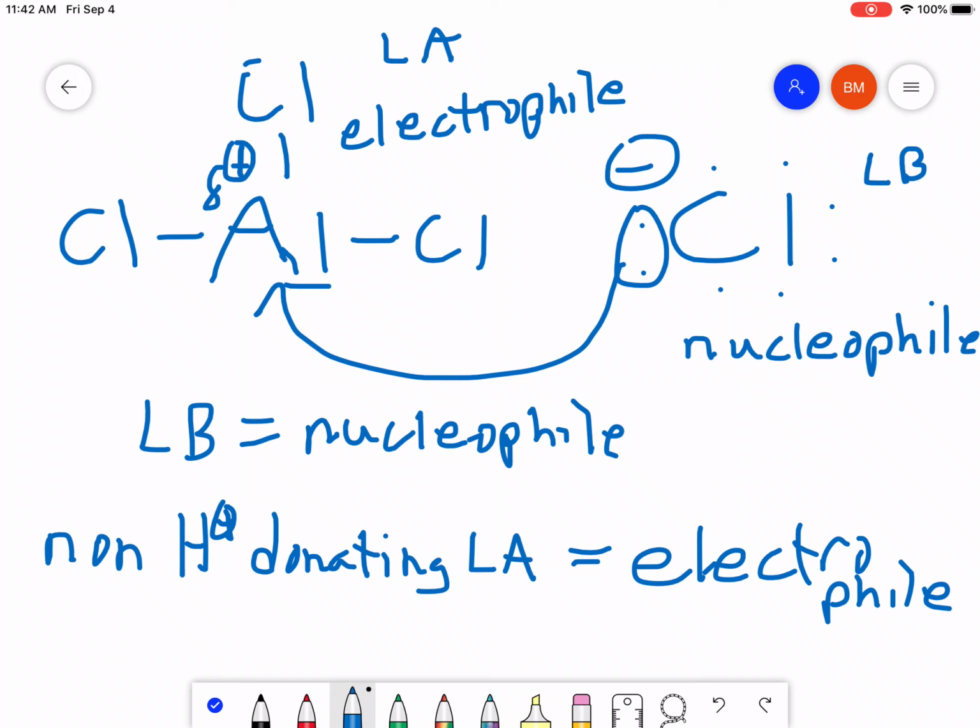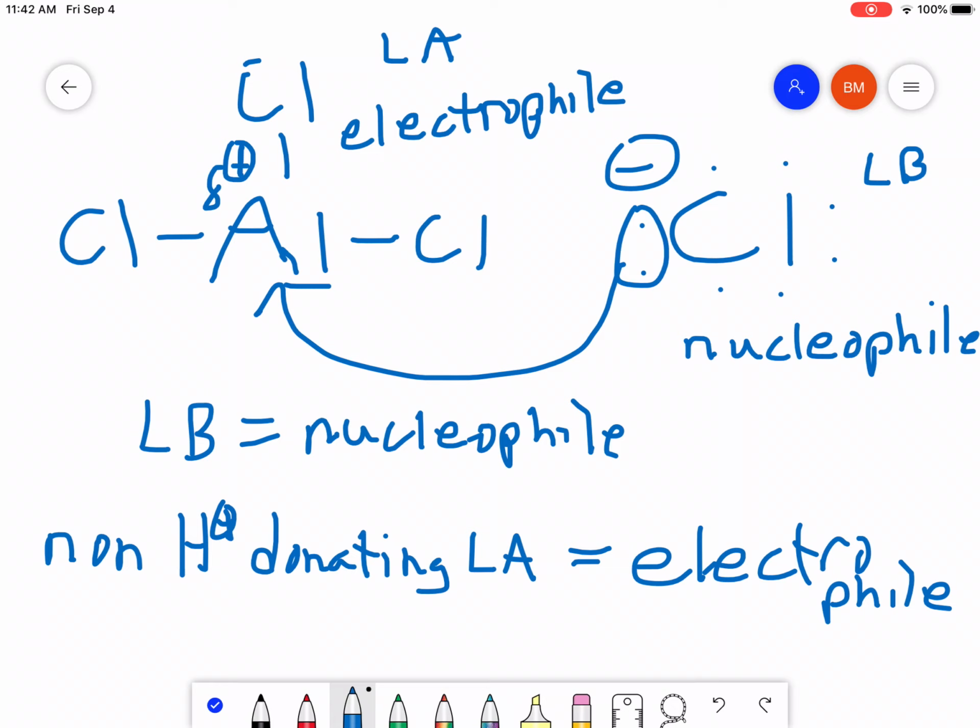Aluminum trichloride, Lewis acid, and electrophile. BF3, Lewis acid, and electrophile. HCl, Bronsted acid, Lewis acid, but not a nucleophile. Excuse me, not an electrophile, sorry.